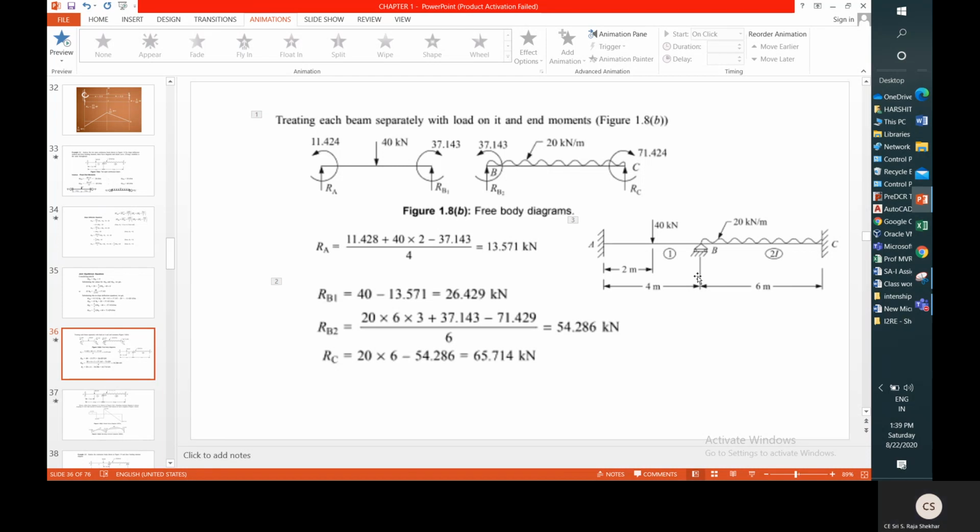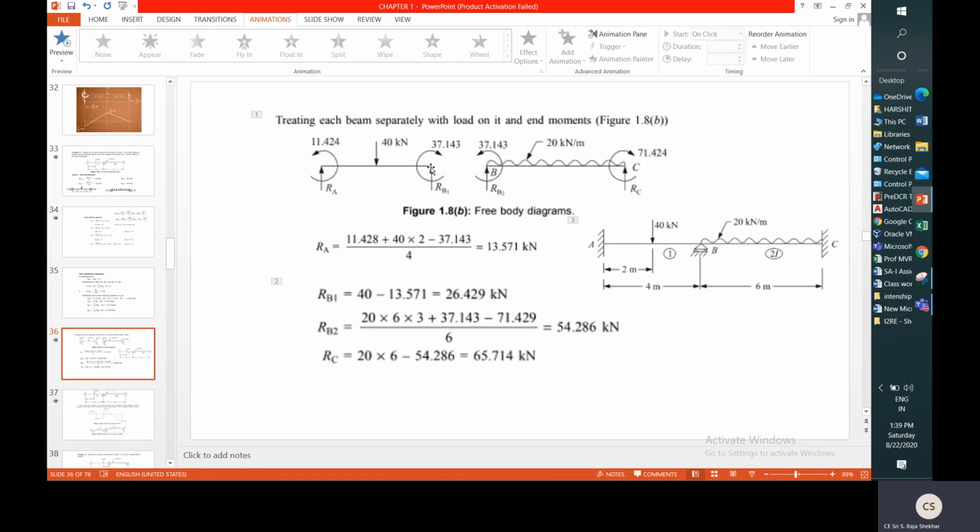For getting the reaction at B, and for getting the reaction at A, consider moment at B. First reaction, I am considering RB1 for the point load. For the UDL, the reaction at B, I am considering RB2. For getting the reaction at A, I am taking moment about B, first for the left span. Moment about B for the left span.